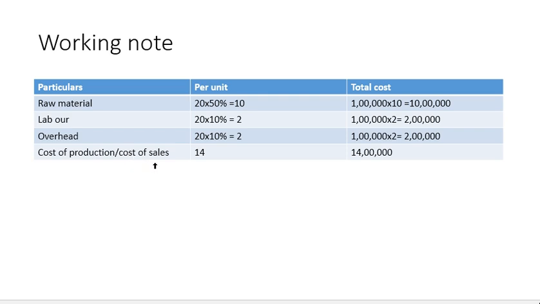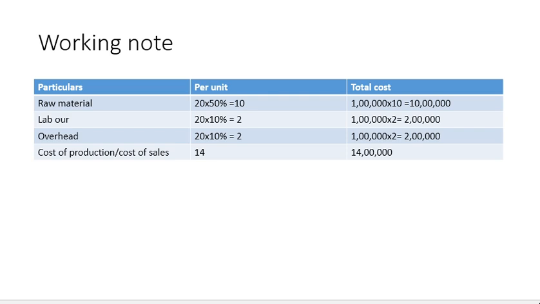Cost of production and cost of sale. Now your cost of production and cost of sale we have calculated here to calculate finished goods and cost of sale. Now if you total these, 10 plus 2 plus 2 you will get 14. Now the total of all this cost is 14 lakh. So you got the cost of production and cost of sale as 14 lakh. Okay, so it is calculated to value the finished goods and debtors.